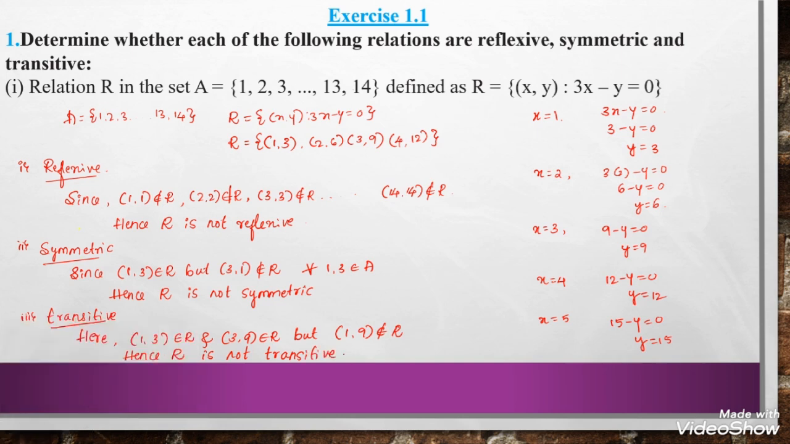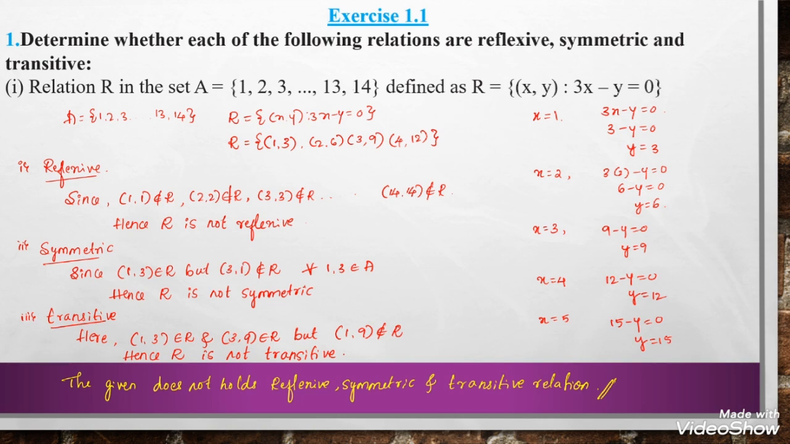Therefore, what we say finally, the given relation does not hold the reflexive, symmetric, and transitive relation. Hence the proof.